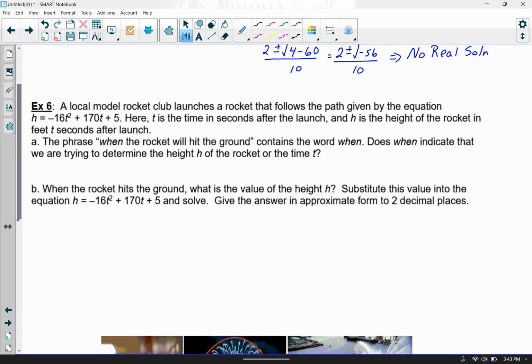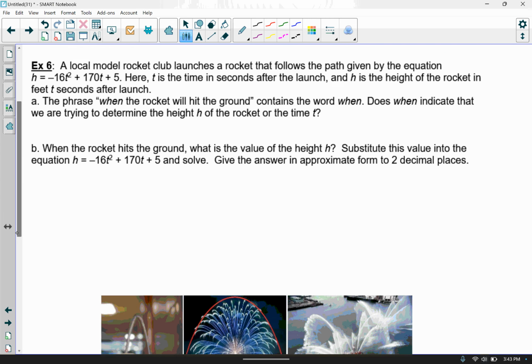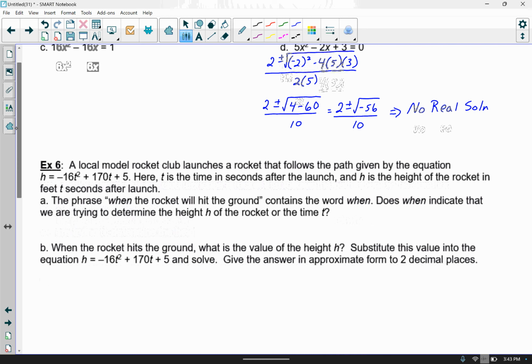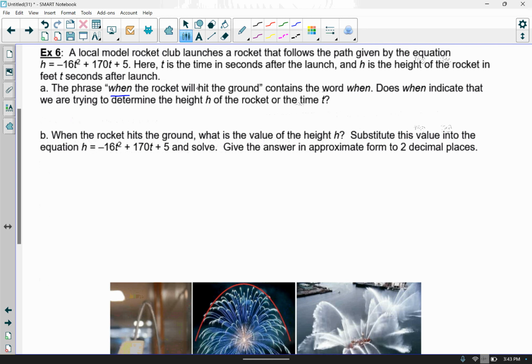All right, let's bump on down to example 6 together. In example 6, it says that a local model rocket club launches a rocket that follows the path given by this equation. T represents time in seconds after the launch, and h is the height of the rocket t seconds after it's been launched. Part A says the phrase "when the rocket will hit the ground" contains the word "when." Does "when" indicate that we're trying to determine the height of the rocket or the time? Hopefully you agree with me, anytime we're talking about when, we're talking about a time.